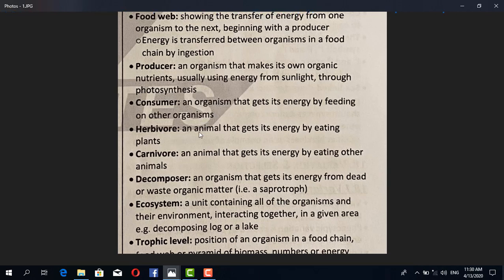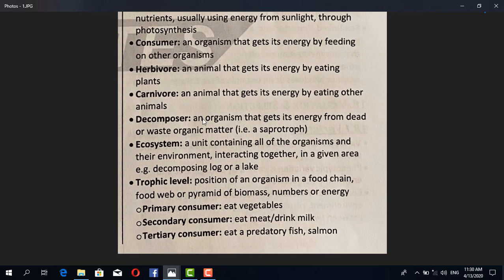A herbivore is an animal that gets its energy by eating plants, and a carnivore is an animal that gets its energy by eating another animal. The decomposer is an organism that gets its energy from dead or waste organic matter. And overall, the ecosystem is a unit containing all the organisms and their environment interacting together.